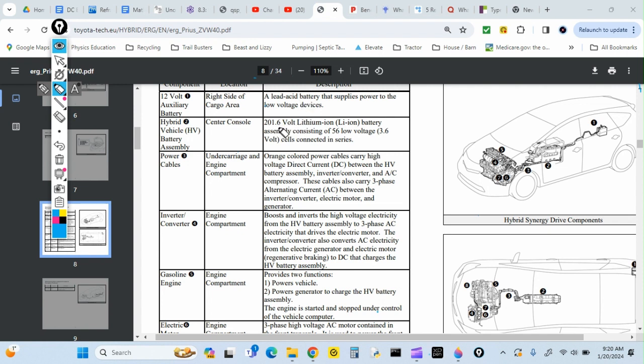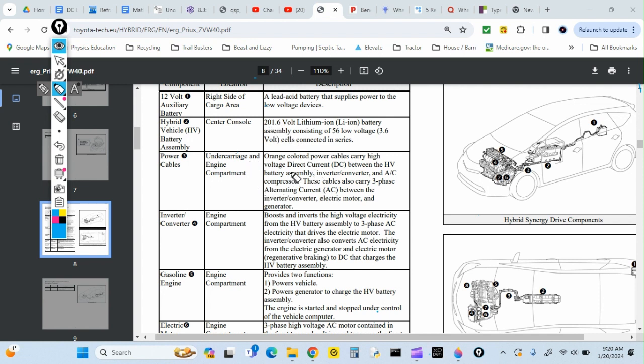Here's a 201.6 volt lithium-ion battery assembly consisting of 56 low voltage 3.6 volt cells connected in series. Okay, what's series mean? Well, one of my viewers wanted some DC diagrams, so we'll look at that. What do they mean by connected in series? And 56, let's see, 56 times 3.6. Well, it might come up to the 201.6.